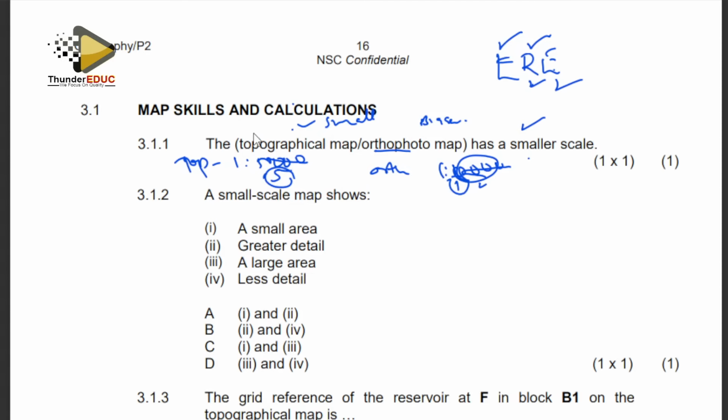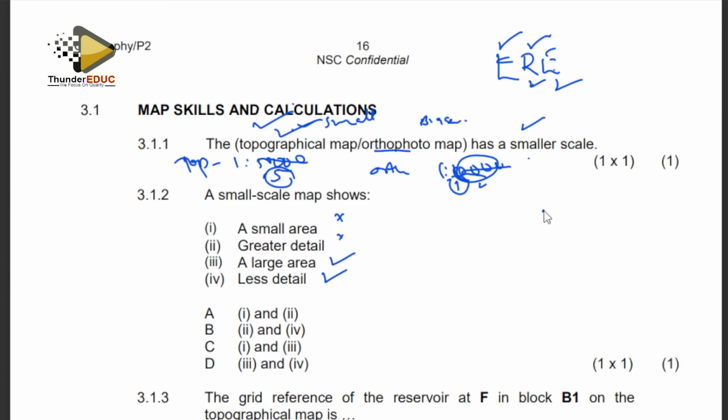So the answer here is topographic. Okay, we go to 3.2. It says the smaller scale shows number 1, a smaller area. No, that is very wrong. It shows a bigger area. Number 2, greater details. No, so it shows a large area as well as less details.